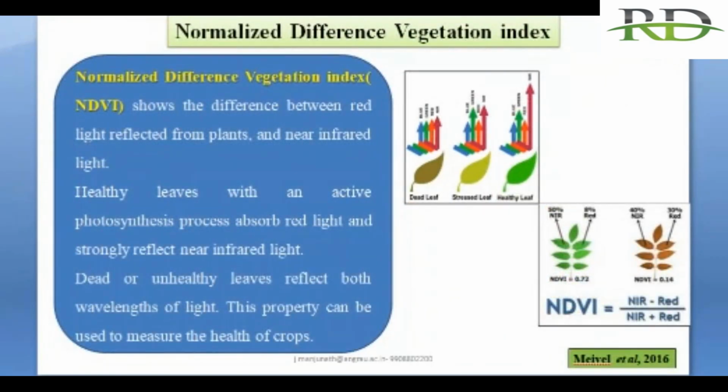As I told, this is the difference using NDVI, the normalized difference vegetation index. We can see that if it is red, it means the plant is diseased or stressed. If it is green, it means it is healthy. Like this, we can assess using near infrared visibility.